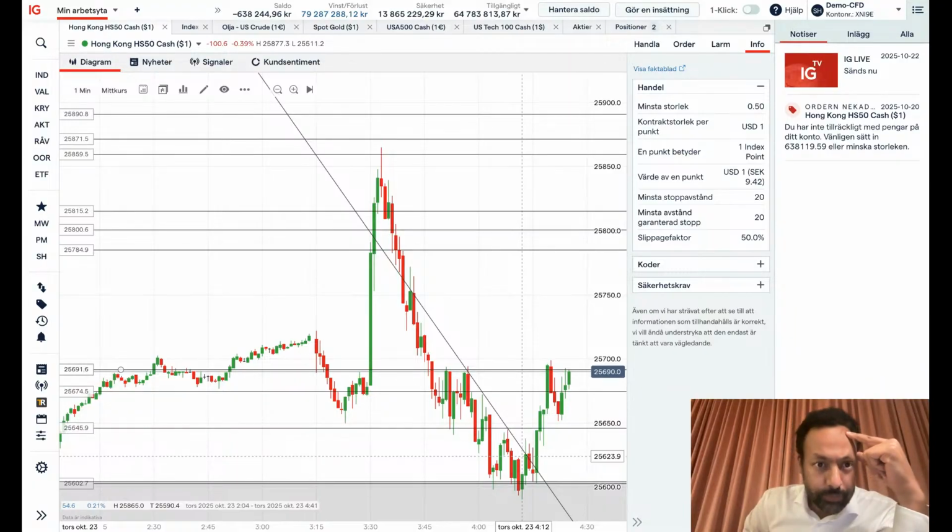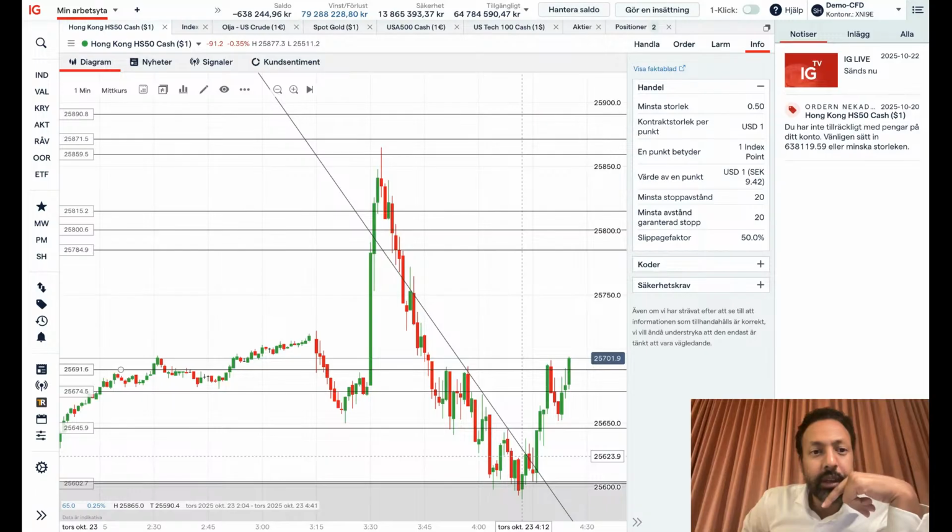Yeah, let's see. This one looks like it can break up beyond this line. Okay, I'll give it a chance to break higher. Wrong decision. So let this one break higher. There we go. So we're long from 42.